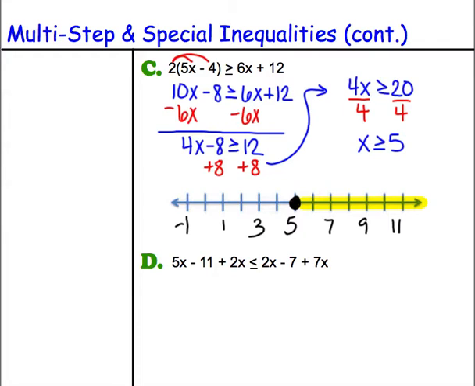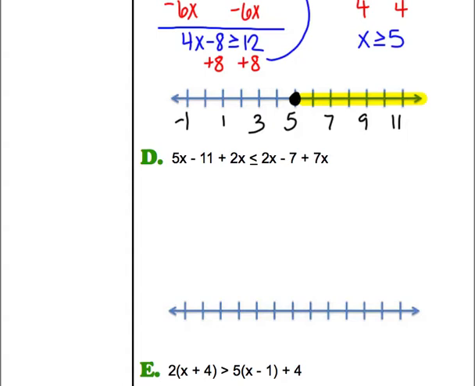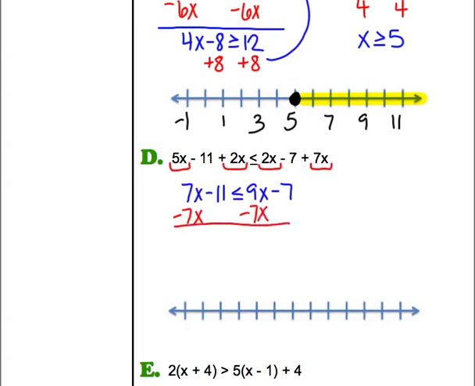Now you see we have one that's a little bit more complicated for D here. So we're going to first start by noticing that I can combine like terms over here as well as over on this side. So when I do that, 5x plus 2x is 7x minus 11, less than or equal to 2x plus 7x is 9x minus 7. When I get my x terms, I'm going to subtract 7x because that'll keep my x terms positive, which will give me negative 11 is less than or equal to 2x minus 7.